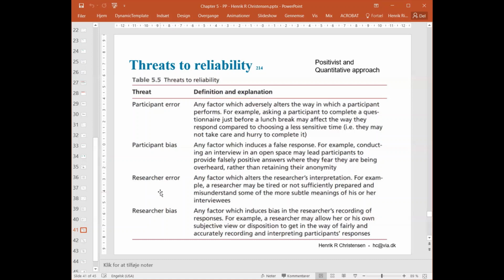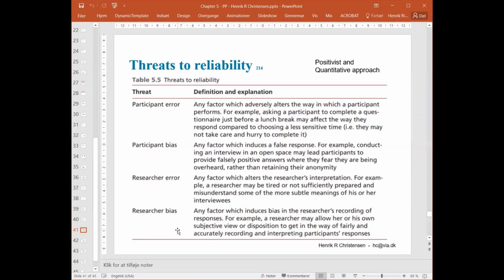Then we have a researcher error. It means something about the researcher, for example, when a researcher may be tired and not sufficiently prepared. So lots of things can go wrong. You can ask questions in different ways. You can do lots of things. You can have body language that might have an effect.